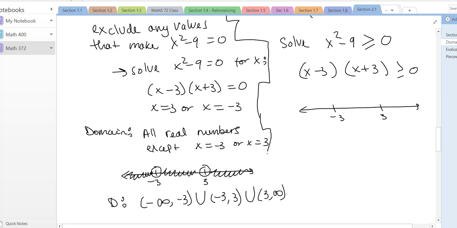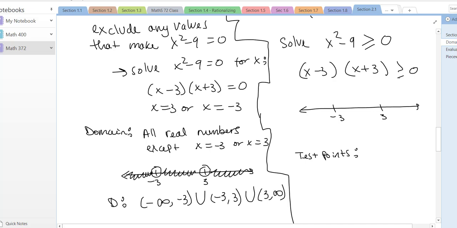And we want the product to be positive, so we're going to use test points. So this is different than the equation here. Here we were solving x squared minus 9 equals 0, so I'm just solving for the values of x. Here I want the quantity x squared minus 9 to be greater than or equal to 0, so it's a little more involved. It's not an equation. We have to do the test point method.